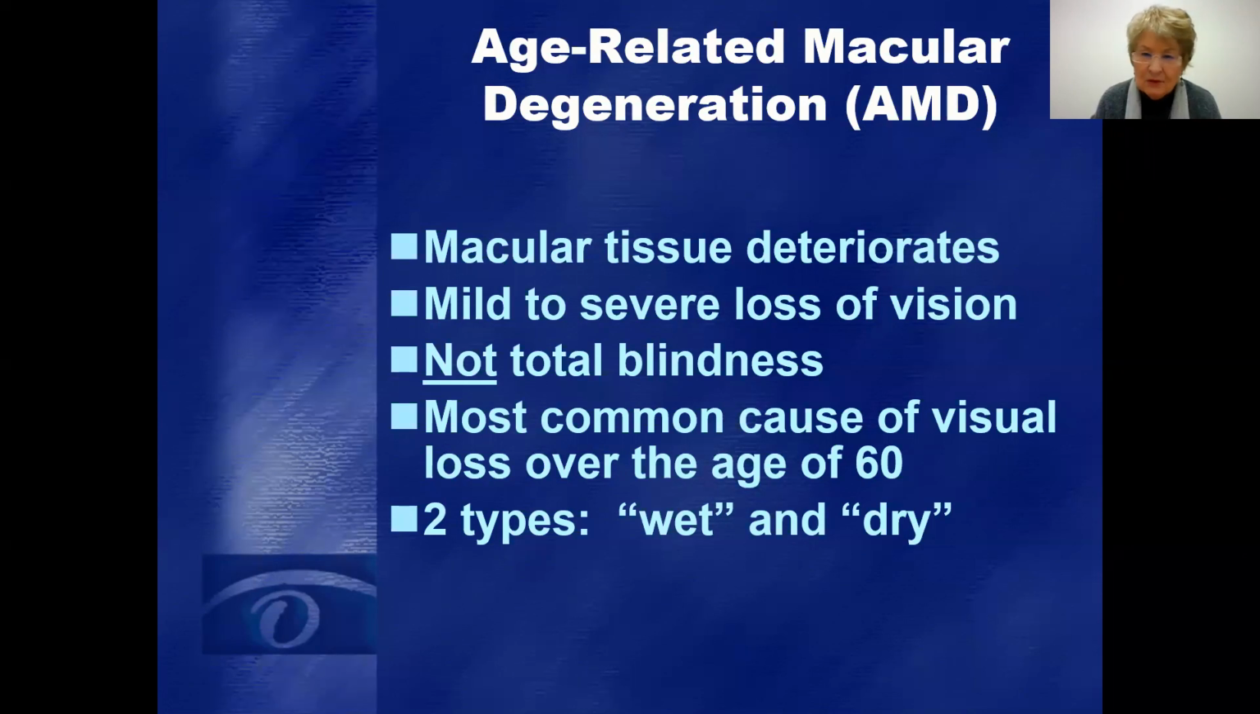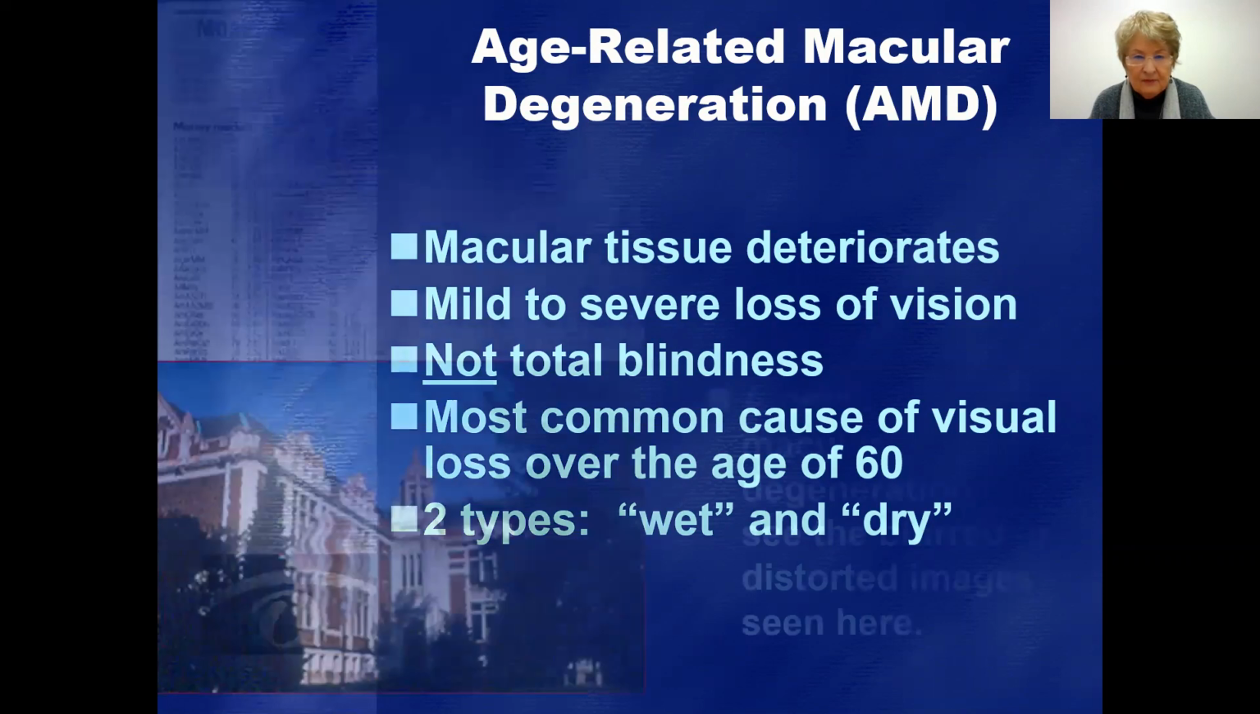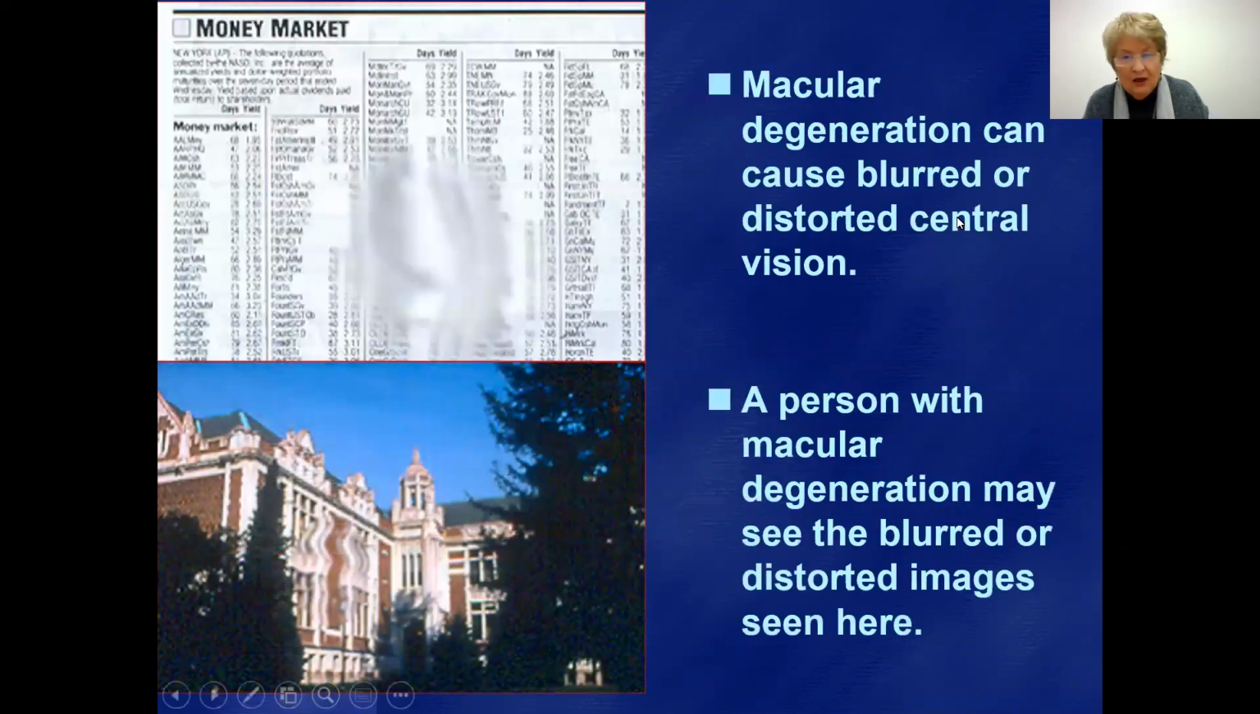So as we said, it's the most common cause of visual loss over the age of 60. And there's 2 types of macular degeneration, the wet and the dry. 90% of people luckily have the dry macular degeneration. 10% have the wet. Wet is the bad one, but wet is the one we can do something about, and we'll talk about that. But here's what macular degeneration does.